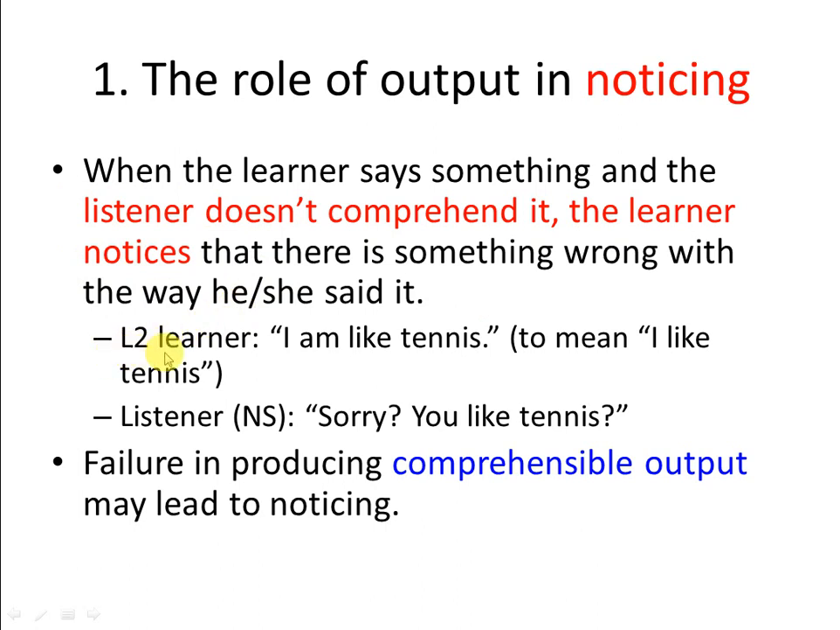So for example, if the learner says, "I am like tennis," but here the learner wants to mean "I like tennis." And the listener would say, "Sorry, you like tennis?" So here the listener couldn't really understand what the learner wanted to mean. So the learner actually failed in producing comprehensible output. And this failure in producing comprehensible output, in this case, may lead to noticing.